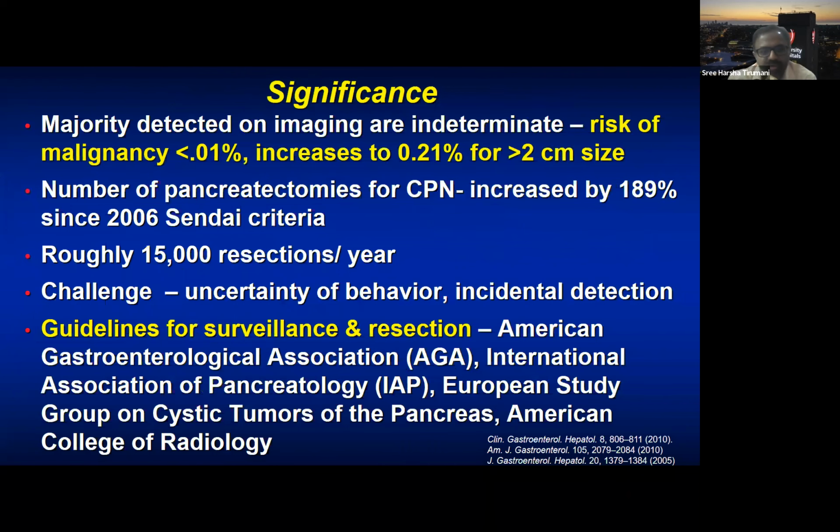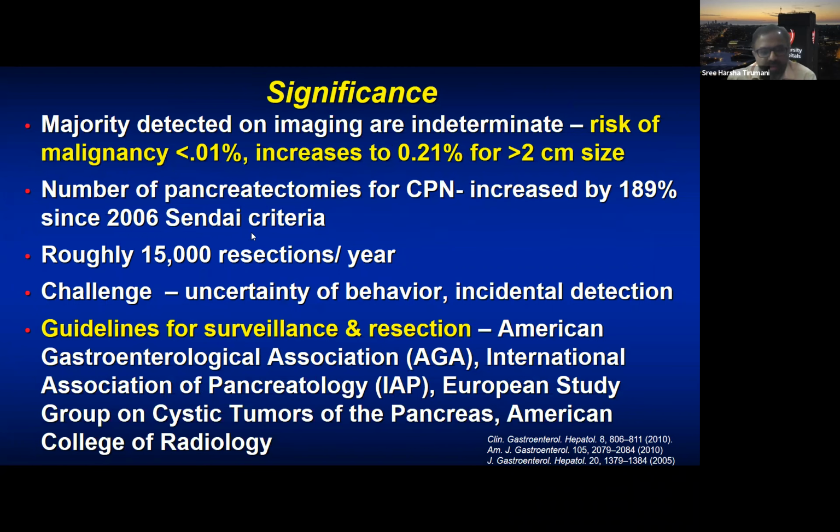Why do we need to bother about pancreatic cysts? The main thing is the risk of malignancy. In the subsequent slides, I'll talk about the risk associated with each type of cyst. But in general, the malignancy risk is very low. As the size increases, the risk of malignancy goes up.